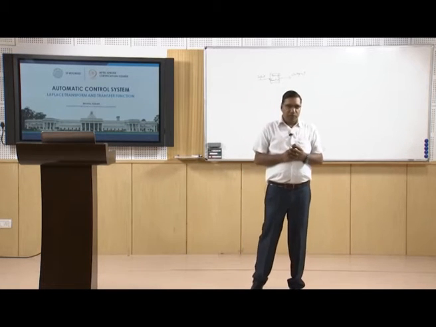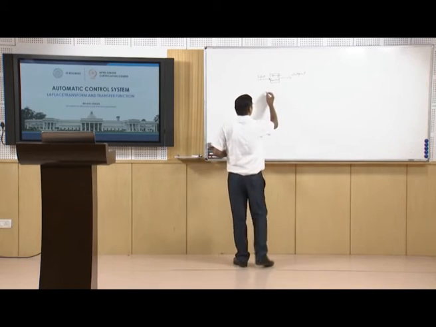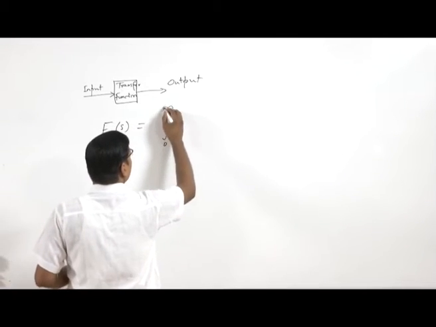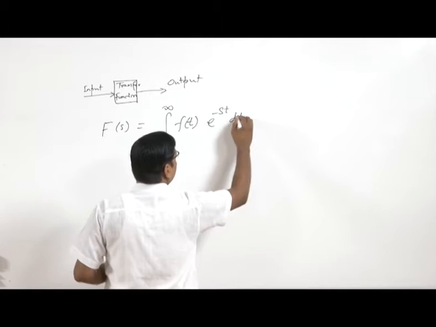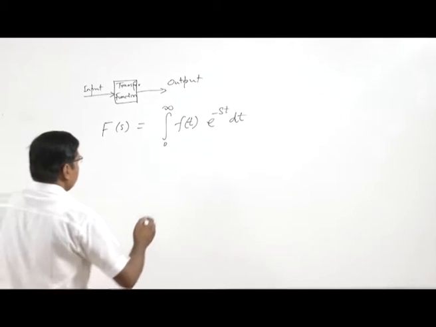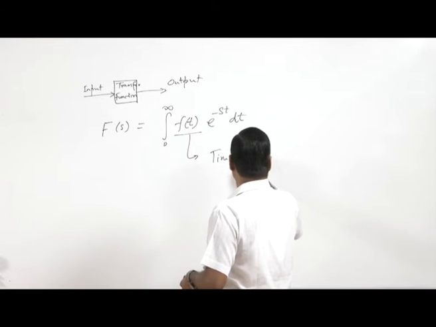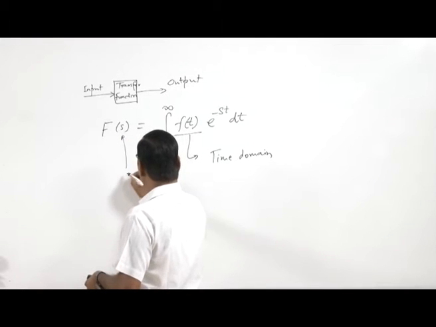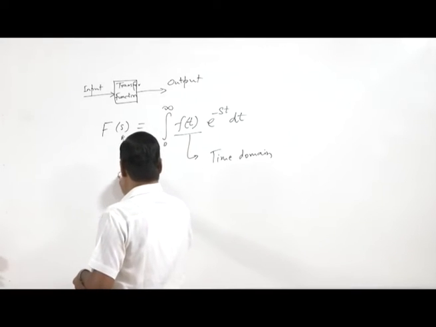So Laplace transform is defined. So here F(s) is defined as the integral from 0 to infinity of some function f(t) e power minus st dt. So here this is a function f(t), that is the time domain function, and we are getting here function F(s), that is the Laplace transform of f(t), and this is in complex frequency domain.